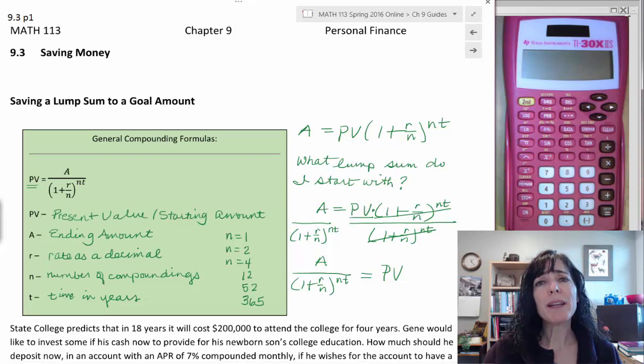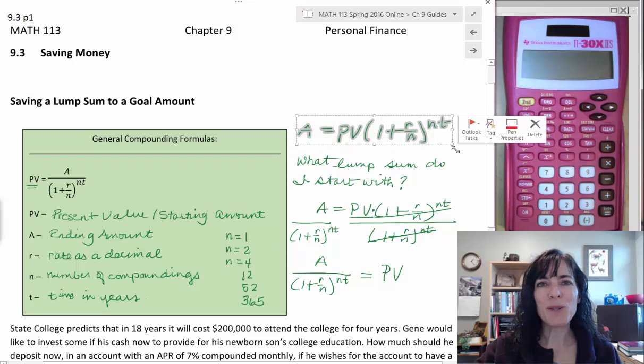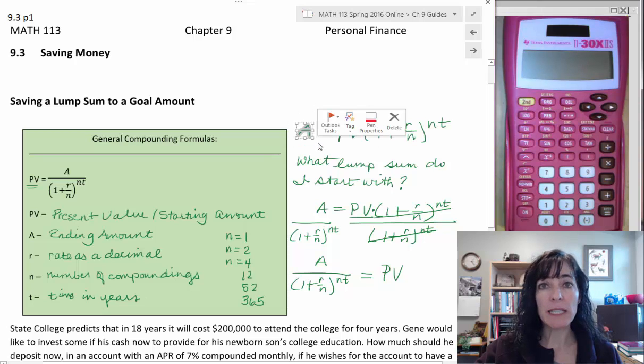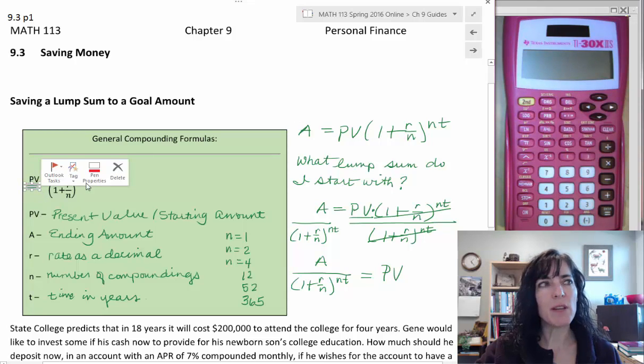Now that's a pretty simple rearrangement of our variables, and so that's why I wanted to show you that there's nothing new. It's our same old beloved formula that we've been using to find compound interest, but here we just have it solved for a different variable. And so that makes it easier for us. If we're trying to find the ending amount, we look for the one that has A equals. If we're trying to find the present value, then we look for the one that has PV equals.